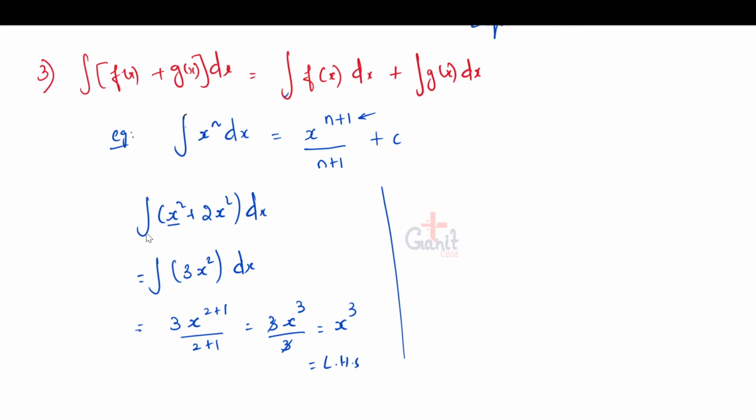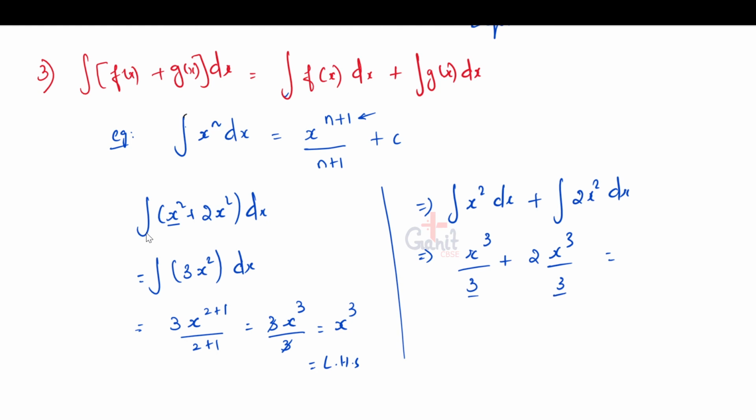So we'll move on to the right hand side. Integration of x square dx plus integration of 2x square with respect to x. So you will get x cube by 3 plus 2x cube by 3. You will get same base, so we can add the numerator. So 3x cube by 3, you will get the answer as x cube. So right hand side, hence proved. Left hand side is equal to right hand side.